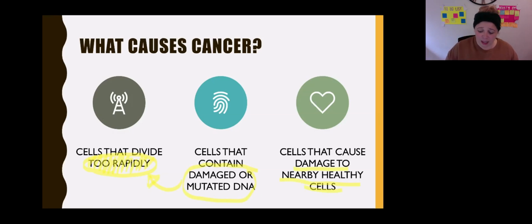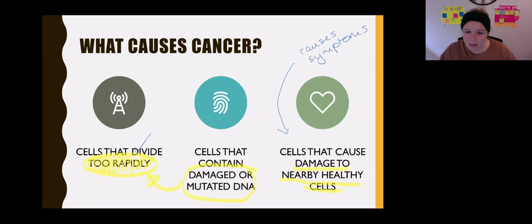And this bit here, this is what usually causes the symptoms of cancer. So it's all very well and good to say that cells divide too rapidly, yeah? But that doesn't cause symptoms of cancer. You've just got too many cells. It might cause one symptom. It might cause a lump to be formed. This is more of a cause. Yeah, a cause of cancer is something that has damaged or mutated DNA.